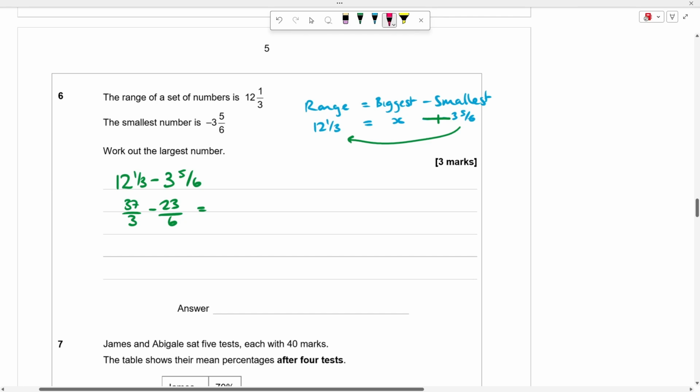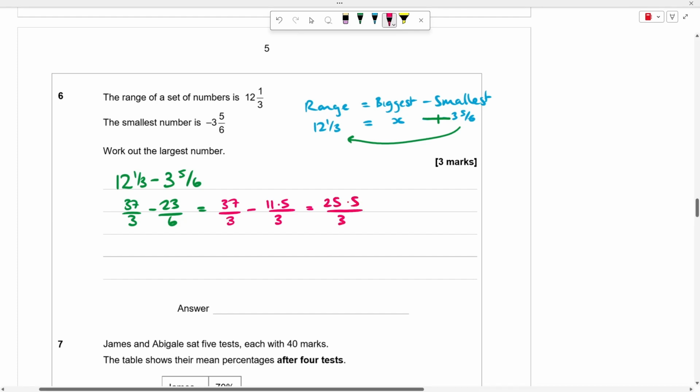So from this, all I need to do is, although I can divide 6 to get to 3 by dividing by 2, I could do it that way, it doesn't really matter. So we can do 37 over 3 minus 11.5 over 3. And then all that's left for me to do is 37 take away 11.5, and 37 minus 11.5 gives me an answer of 25.5.